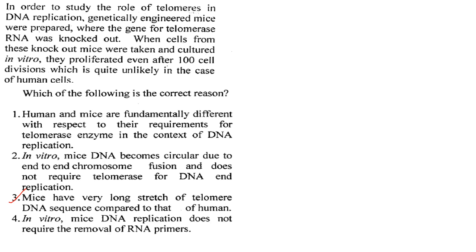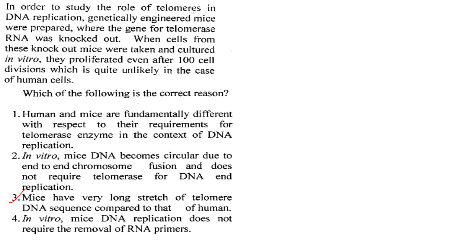So when the cells from these knockout mice were taken, they also expected that after 100 cell divisions in vitro, they would die off because the chromosome ends would be deteriorated or shortened in length. So which of the following is the correct reason why this has taken place?